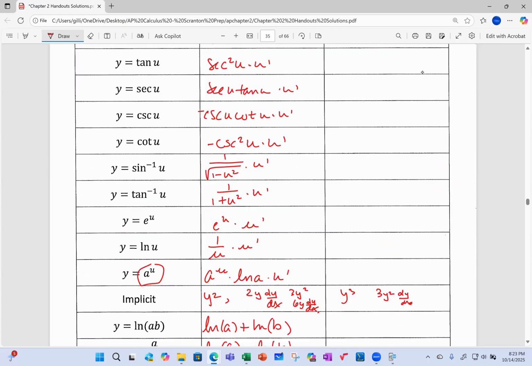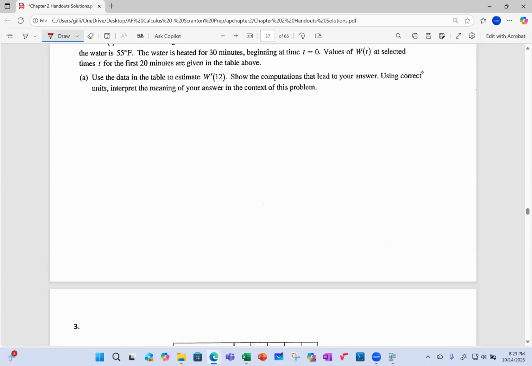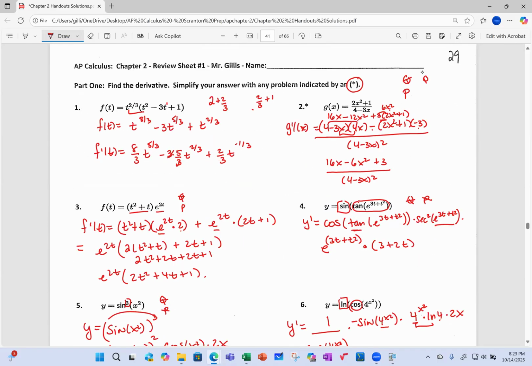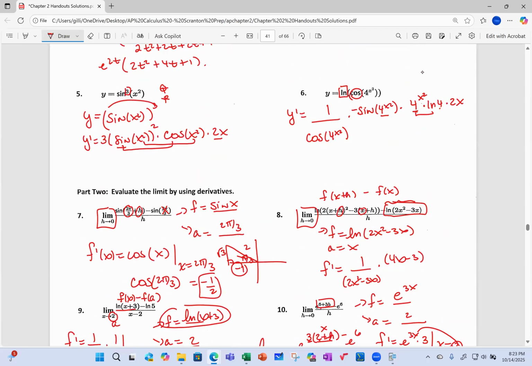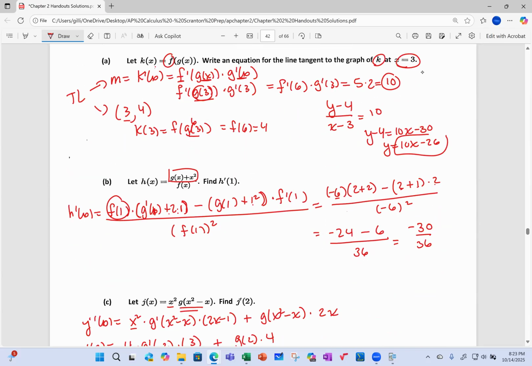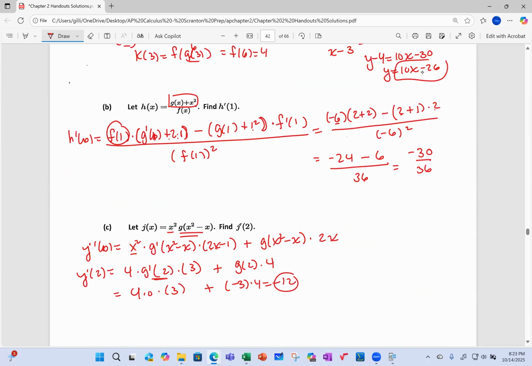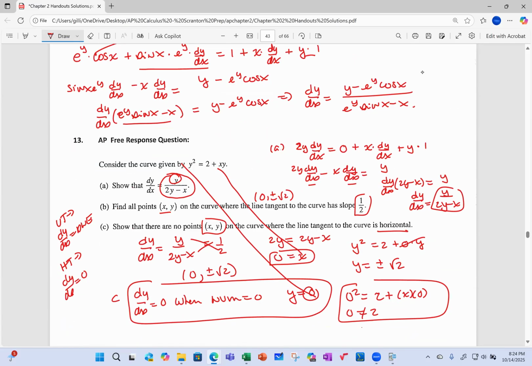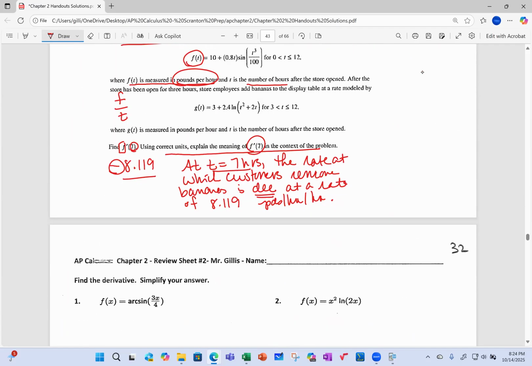Okay, but that is a really, really good review of what we need to know for this first exam coming up, which is, again, all your derivative rules right there, the definition of derivative, getting the value of a derivative from a table, and then questions about implicit, and then finally, the interpretation of a derivative.